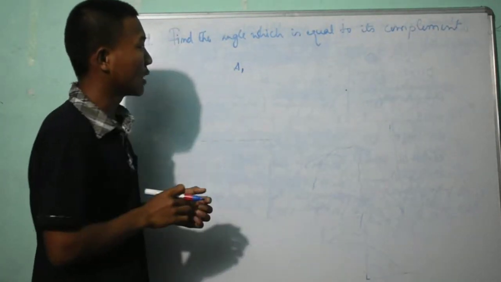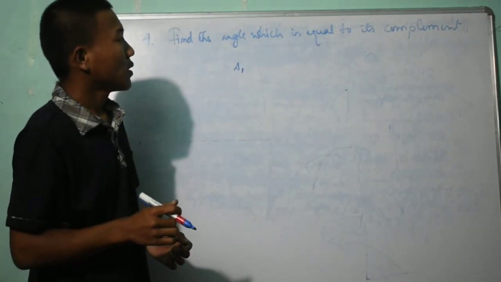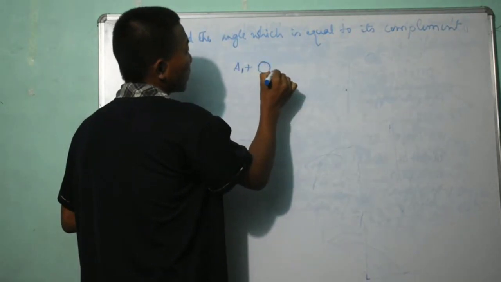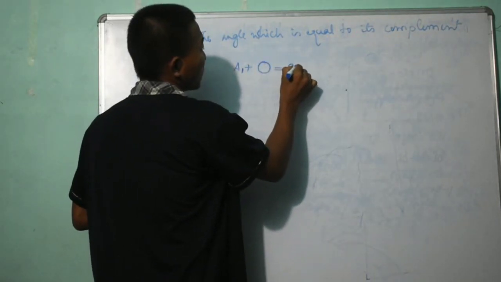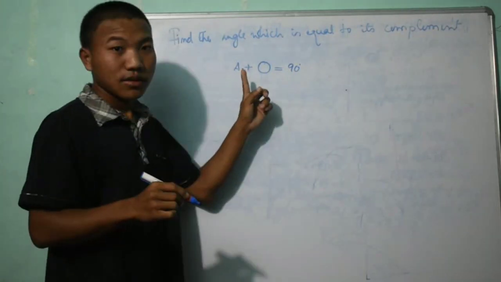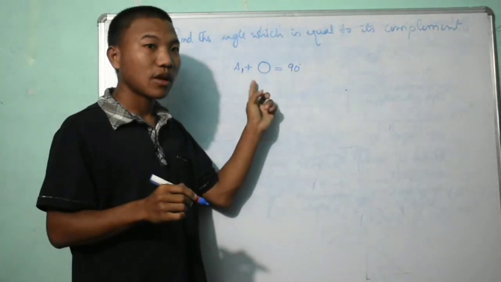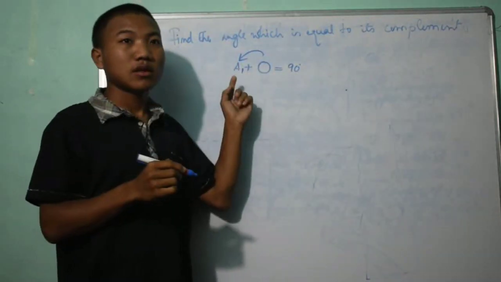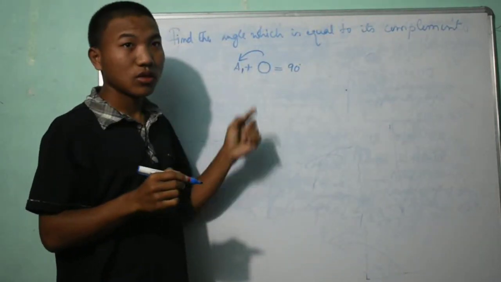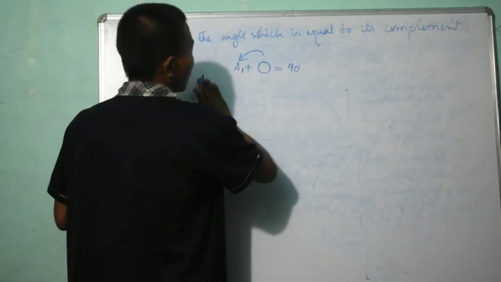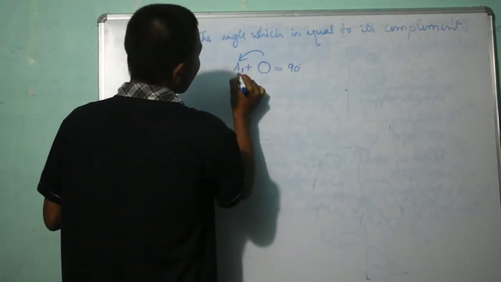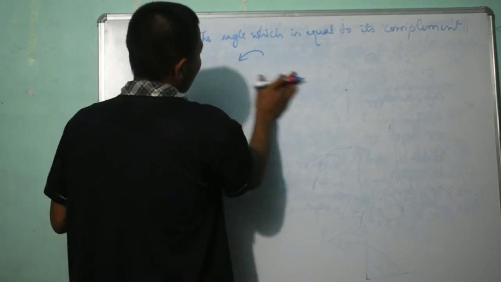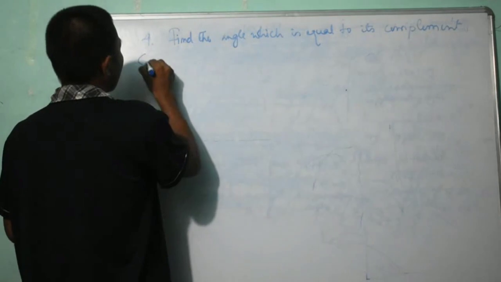That means there is an angle, suppose angle A1, and that angle, when you add to another unknown angle, it will give 90 degree, and that unknown angle has to be equal to the known angle A1. So that means the A1 and the unknown angle they have to be equal.